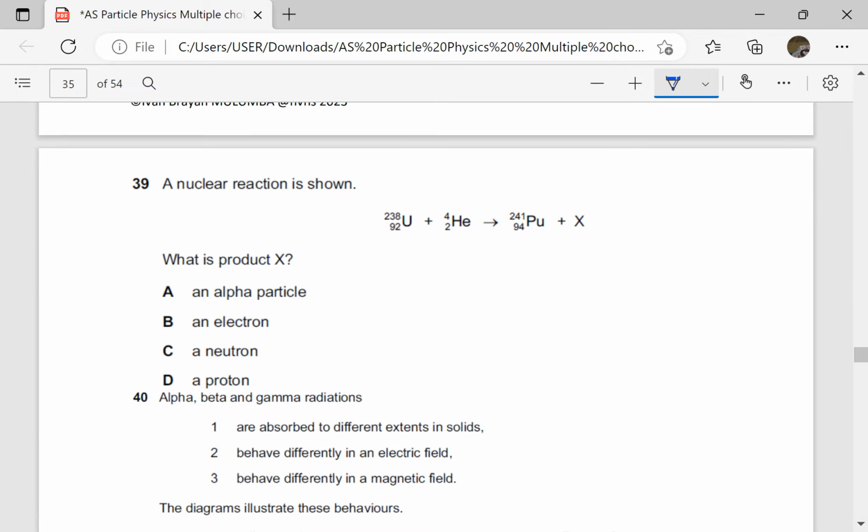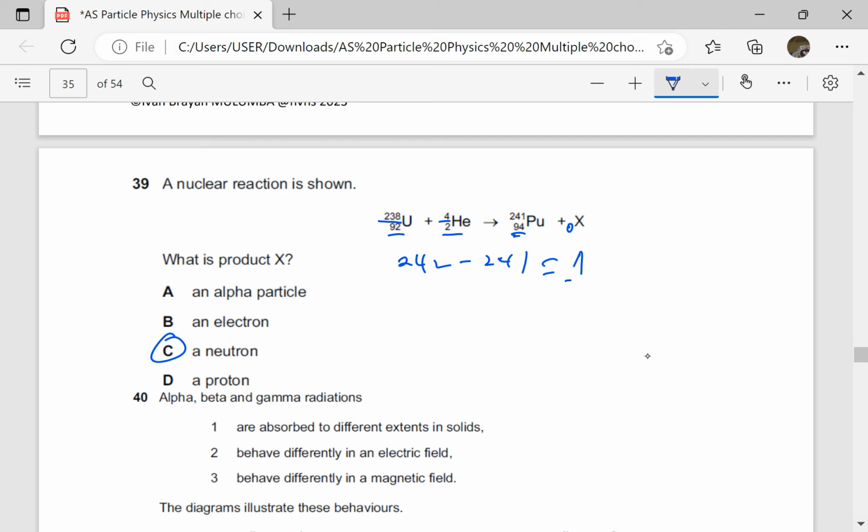A nuclear reaction is shown here. What is product X? So we just balance. Proton number 94. This is balanced. So this is going to be 0. Nucleon number is 242 minus 241. That is equal to 1. So that is a neutron.